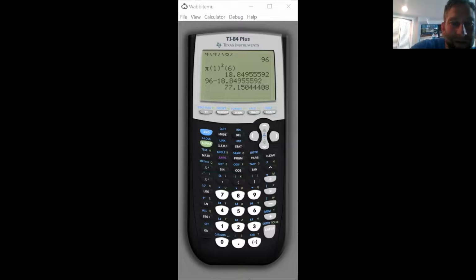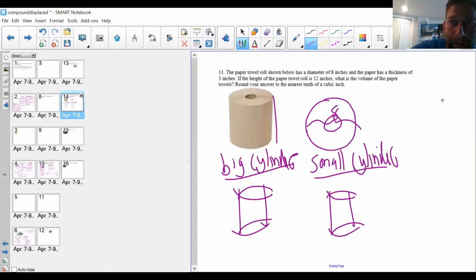And again, whenever I have something hollow, the heights of the 2 cylinders are going to be the same. So it has a diameter of 8. I'm going to show that on my cross section here. And the paper has a thickness of 3 inches. So what that means is, let's do a different color for this. That means that that's 3 and that's 3. That's what the thickness means. It means that from here to here is 3 and from here to here is 3.